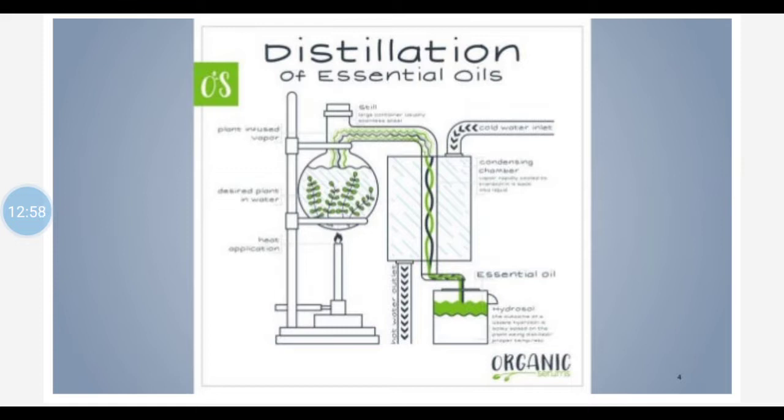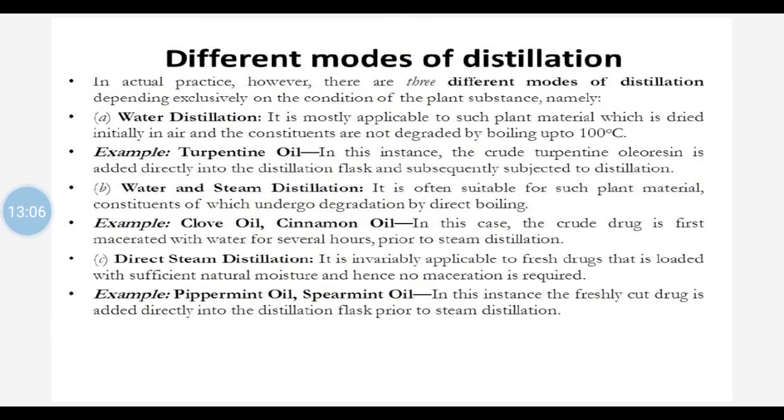So in actual practice, there are three different modes, depending upon the condition of the plant. So water distillation will be applicable to such plants which are dried initially in the air, and whose constituents do not get decomposed or degraded by boiling up to 100 degree centigrade. For example, turpentine oil.